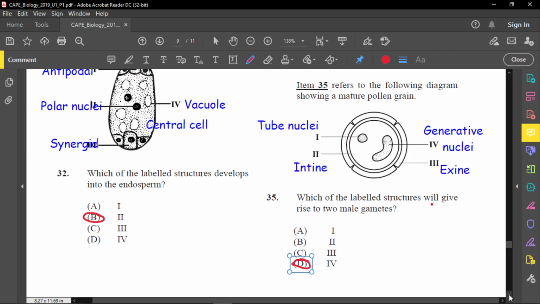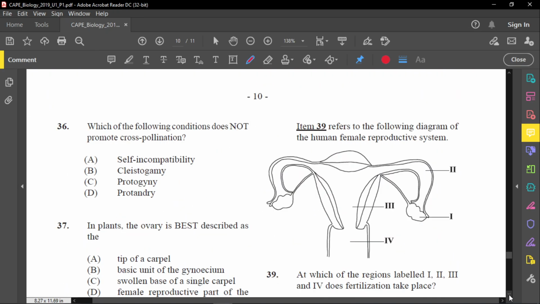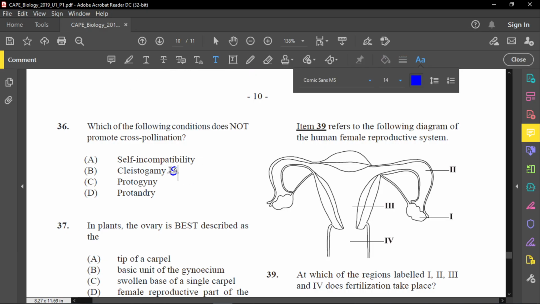All right, let's quickly go to question number 36. Which of the following conditions does not promote cross-pollination? Even without going any further, cleistogamy, right? Cleistogamy is what they call self-pollination. So if it's self-pollination, it can't promote cross-pollination, right? So it does not promote cross-pollination because it is self-pollination. Just to make a note here, this promotes self-pollination.